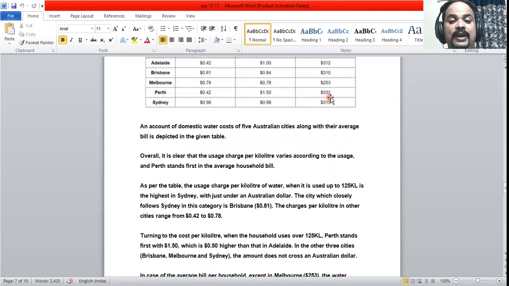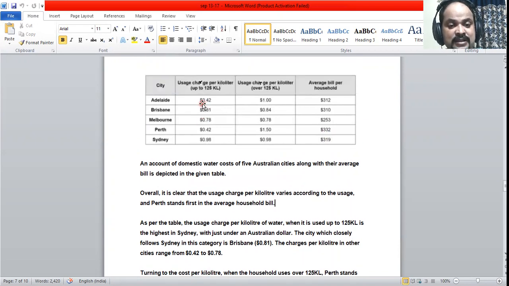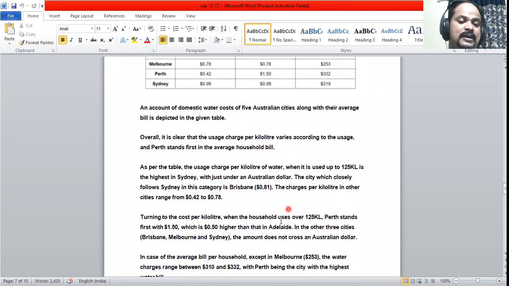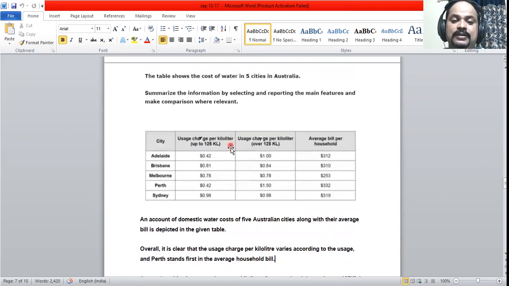Now we have completed this. We have summarized this in one paragraph, this in another paragraph, and this in another paragraph. So well grouped. A clear-cut introduction and a well-said overview. So that is a simple table.